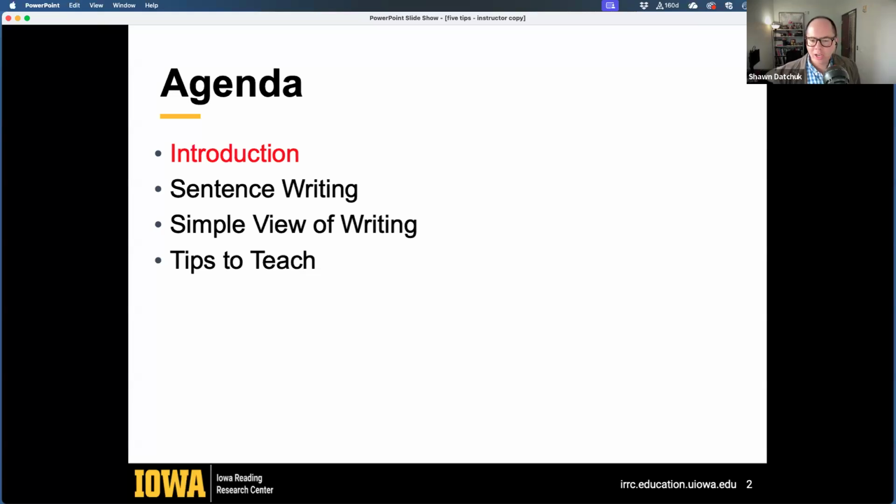So I'm going to talk about sentence writing. I'll talk a little bit about the overall development of writing skills, and I tend to use a simple view of writing. There's many different writing models out there. And then the meat and potatoes, the main course today will be tips on how to teach simple sentence writing.